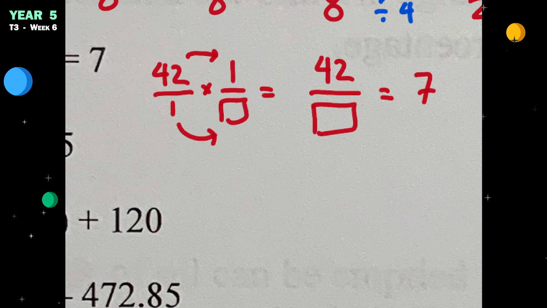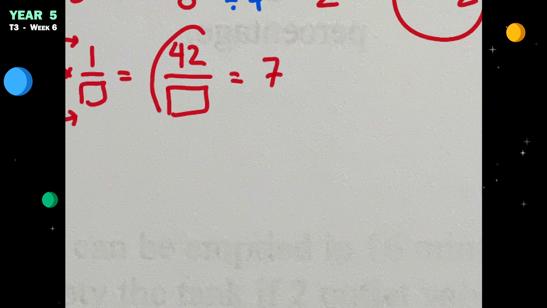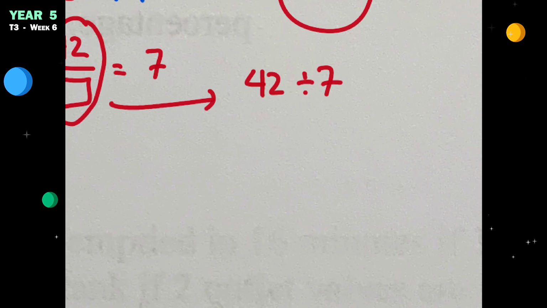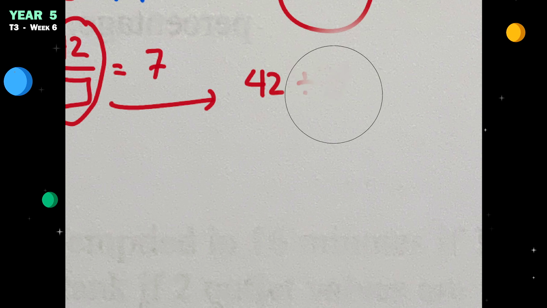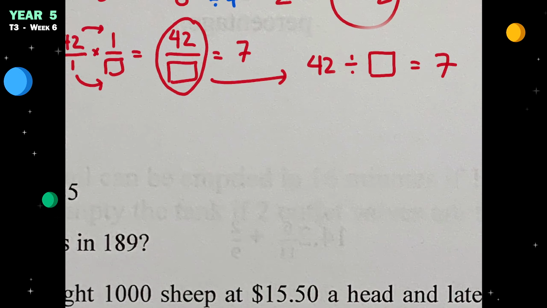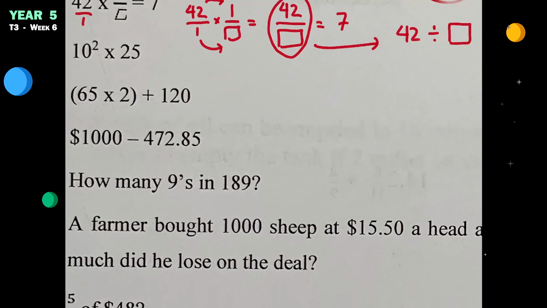So now remember, a fraction is another way to say division. So what does this mean? This means 42 divided by something is equal to 7. I hope you know your times tables, because that's your answer there, if you can figure out what that is.